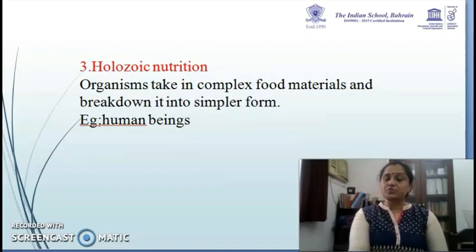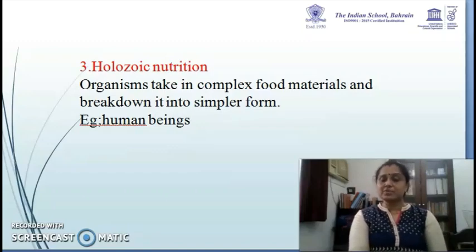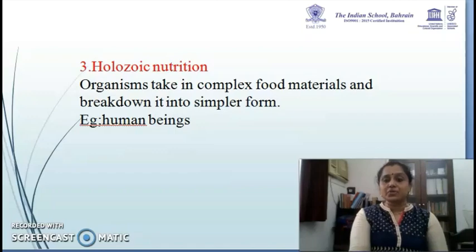In the case of autotrophic nutrition, chlorophyll is necessary. But in the case of heterotrophic nutrition, chlorophyll is not necessary. So these are some differences between autotrophic nutrition and heterotrophic nutrition. Now let us see the holozoic nutrition in detail.